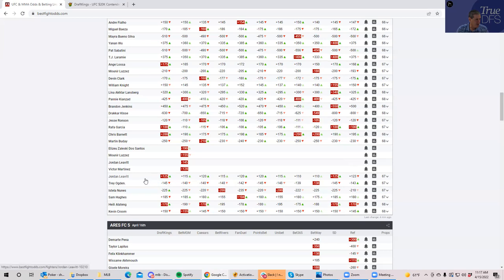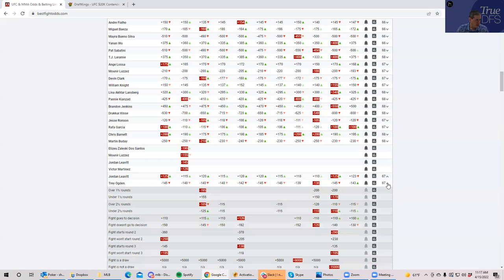Okay, we're down to three more fights here. Sorry, this is going longer than I was expecting. Actually, it's not. So Jordan Levitt against Trey Ogden. This one is an okay inside the distance prop. And the issue, though, is this.